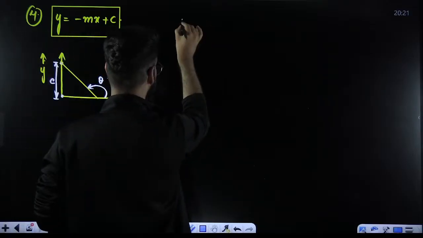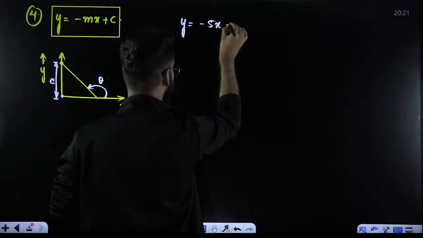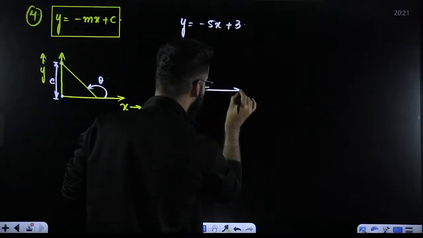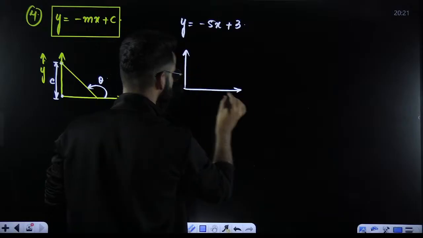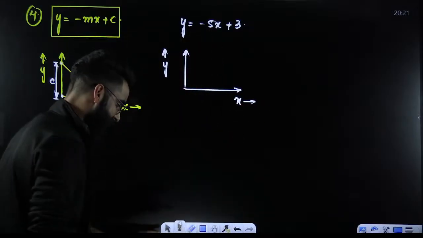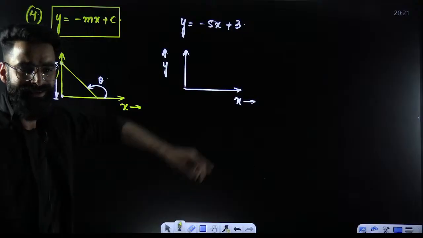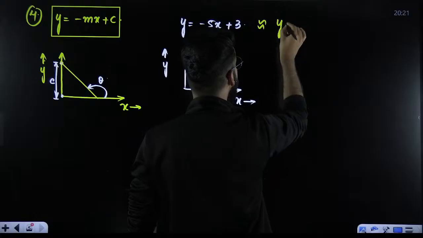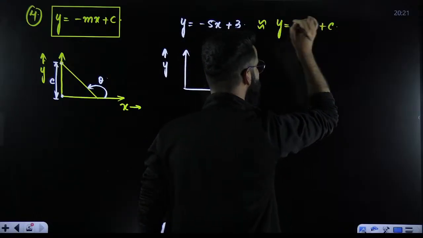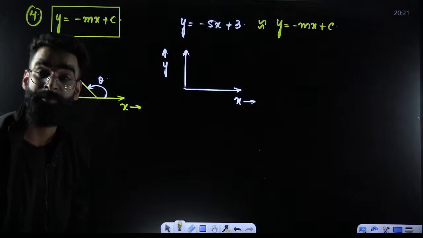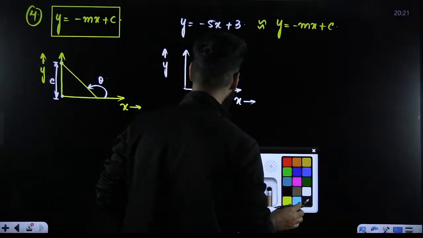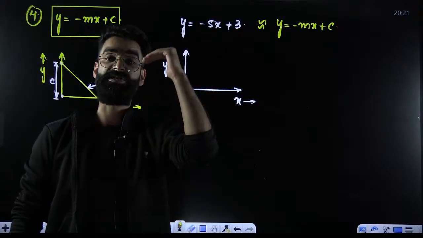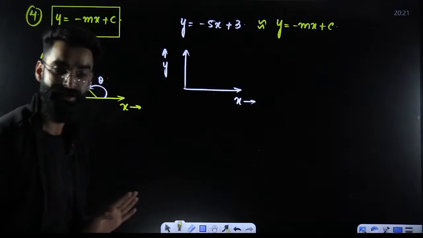My dear students, for example, you have an equation like this: y is equal to minus 5x plus 3. Let's say for this equation you need to plot a graph between y and x. First of all, try to understand one thing. Can I say this equation resembles y is equal to minus mx plus c? Absolutely. And you already know, for y is equal to minus mx plus c, the nature of the curve is a straight line. Intercept is positive, but theta has to be obtuse here.